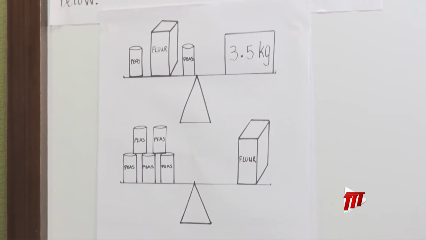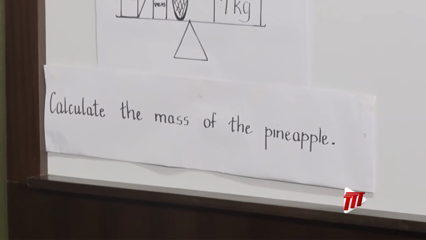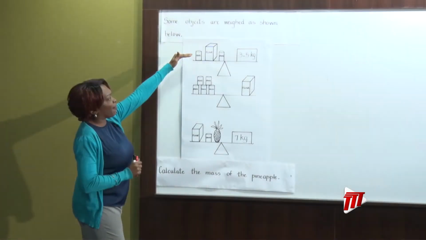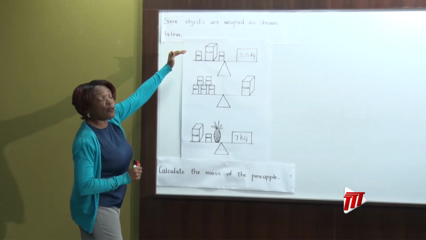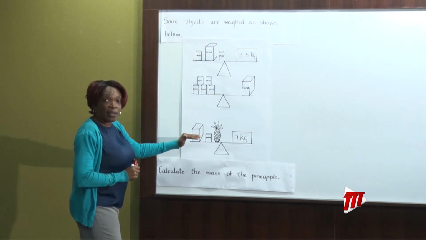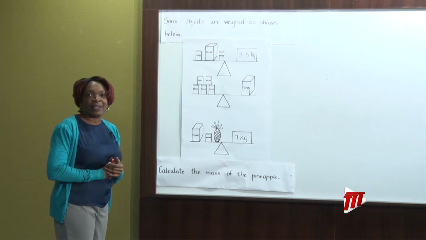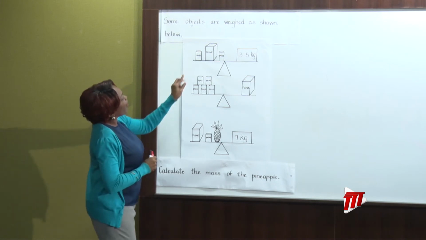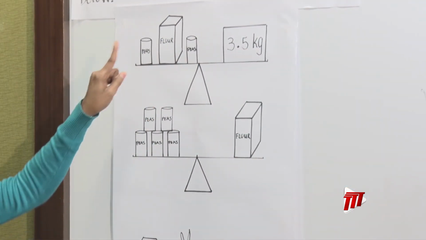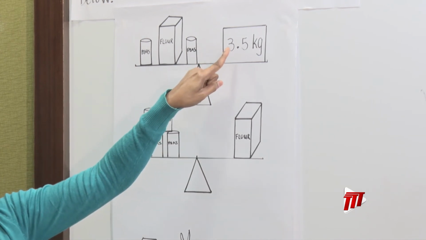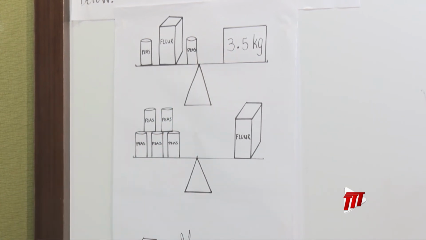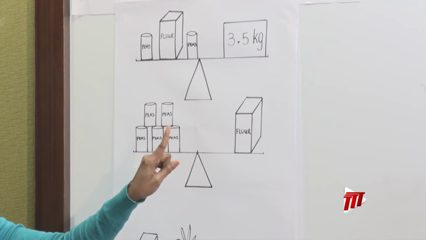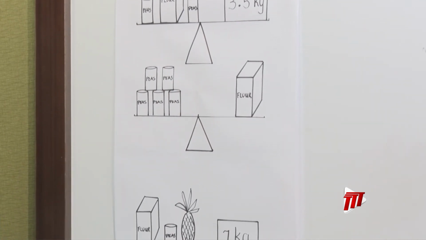The question says, calculate the mass of the pineapple. If this information was given here, it means that we need to use the information above to get to solving the mass of the pineapple. So let's see. What can we use to help us now? We have 2 identical tins of peas here and 1 sack of flour with a weight of 3 5/10 kilograms. We have 5 identical tins of peas that are weighing the same as 1 sack of flour. Let's stop there.